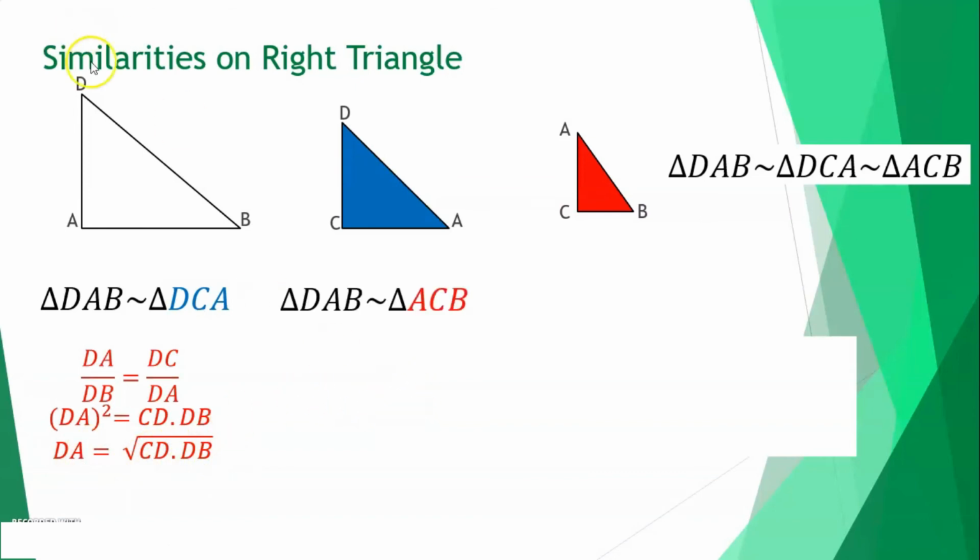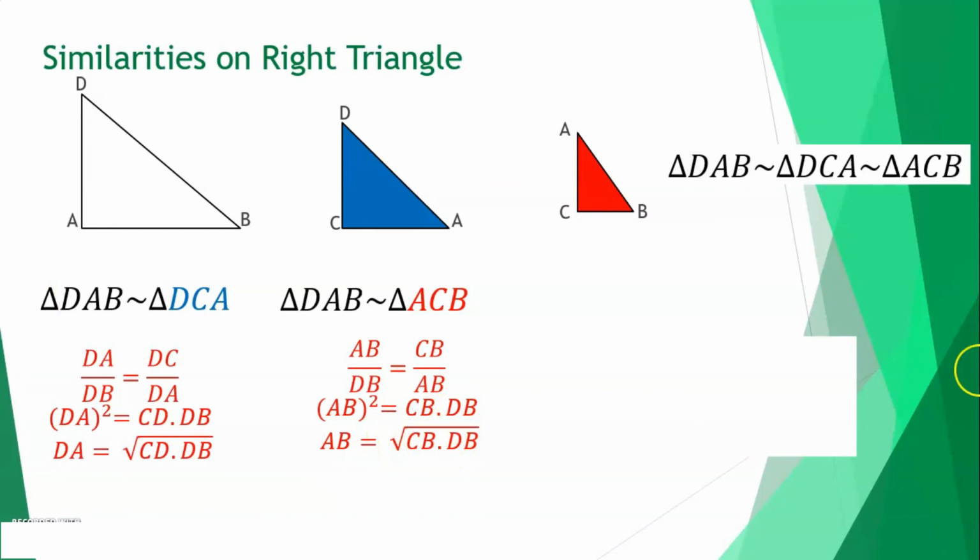Next, making use of triangle 1 and triangle 2 and relating the leg and hypotenuse, that would be AB over BD, and the other one is BC over AB. So cross multiply, and getting the square root of both sides, AB is the square root of CB times DB.